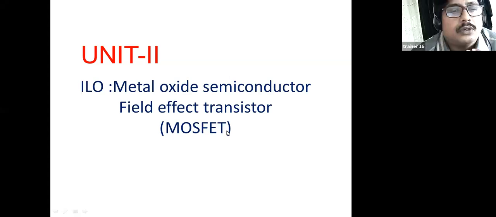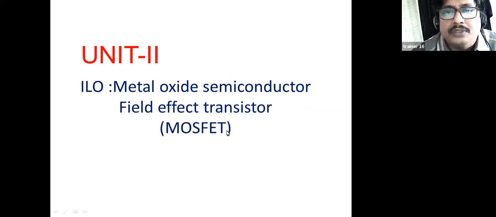Today we will revise the previous class for 5 to 10 minutes, and then next we will go for today's topic, that is MOSFET, metal oxide semiconductor field effect transistor. So last class we discussed about the BJT, that is bipolar junction transistor.